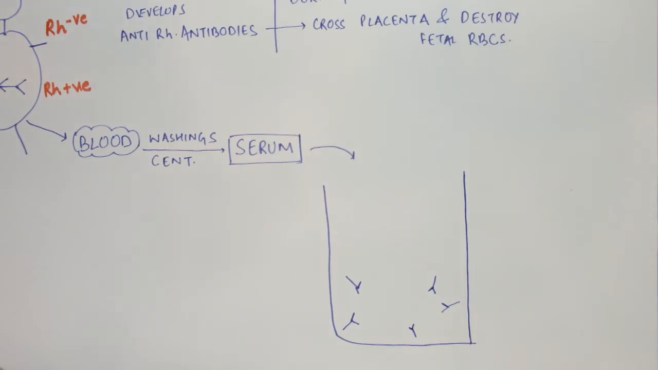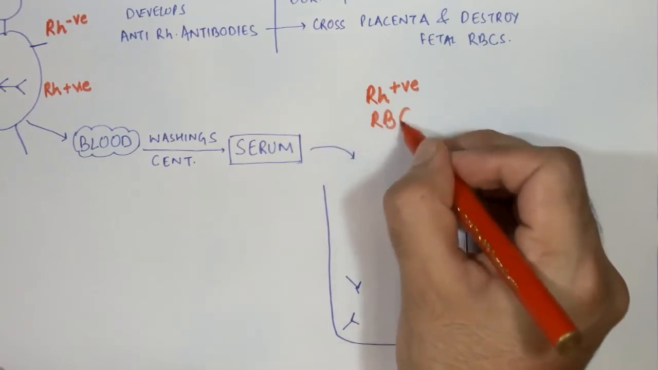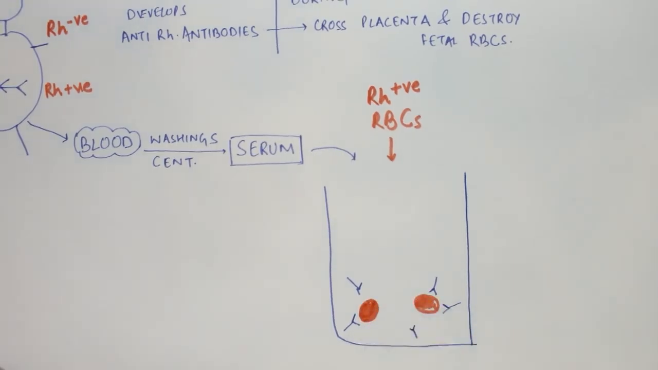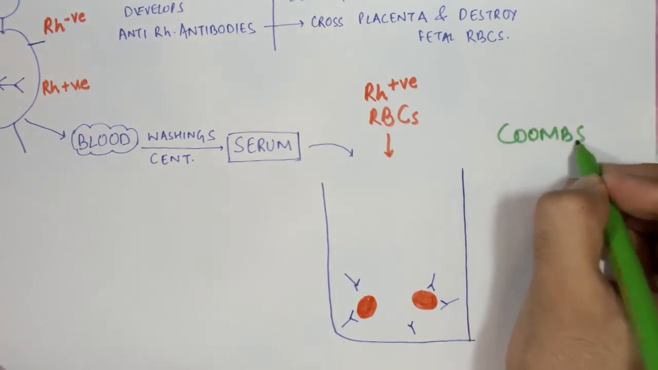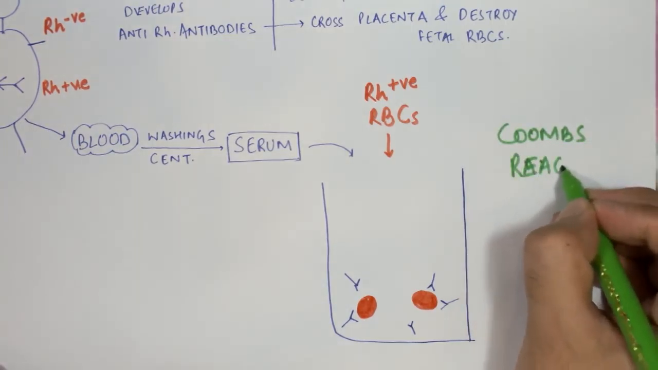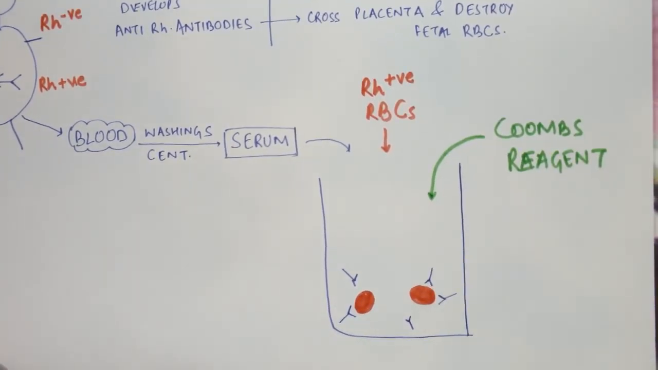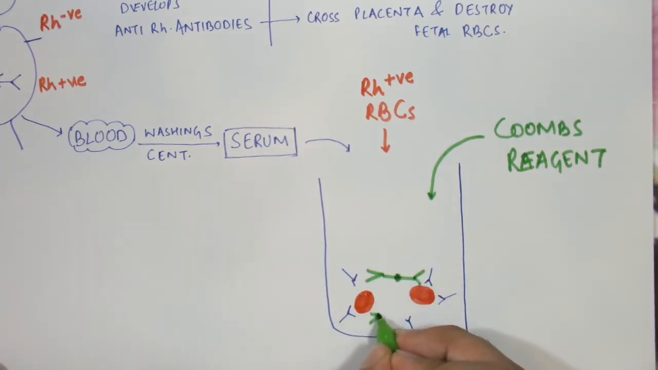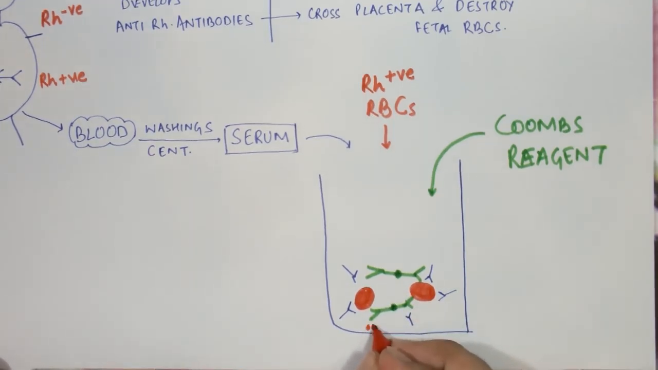So the next step will be addition of Rh positive RBCs either of the animal type or the human type into this sample. So again these antibodies will bind to these Rh positive RBCs. And the next steps are the same as that of the direct type of the Coombs test. So when we add the Coombs reagent into this sample, these antibodies again bind to these anti-Rh antibodies and cause the agglutination. So an agglutinated mass of RBCs is formed at the bottom of the test tube.